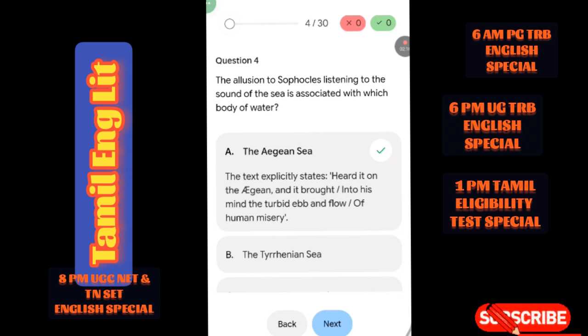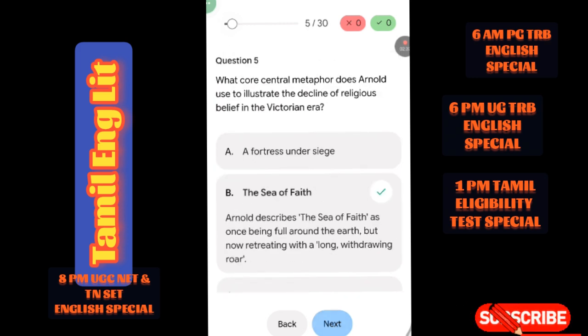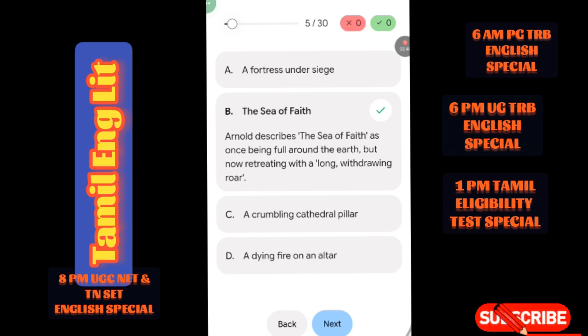The Aegean Sea. The text explicitly states, heard it on the Aegean, and it brought into his mind the turbid ebb and flow of human misery. Next question is, what core central metaphor does Arnold use to illustrate the decline of religious belief in the Victorian era? The Sea of Faith.